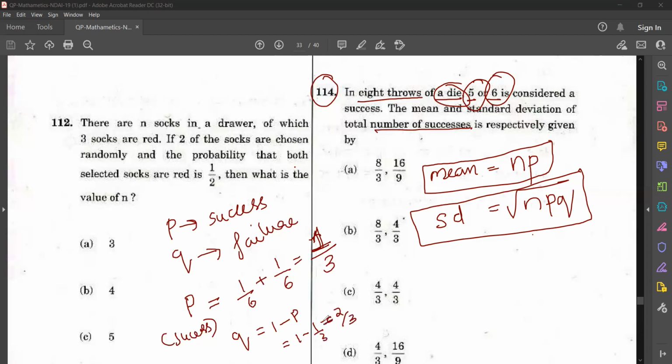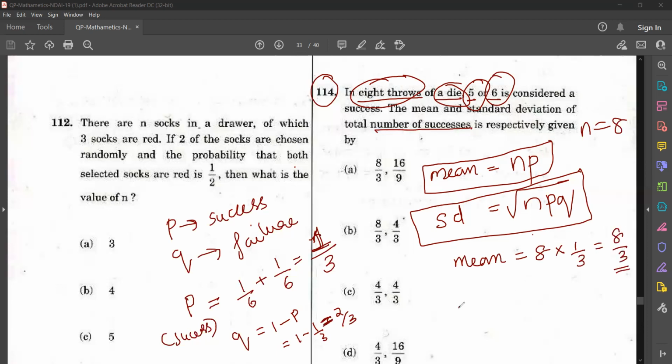Now, as we got these values, we can directly find the mean. Mean is equal to NP. N is how many times we are doing this trial. We are doing this 8 times, isn't it? So N is 8. So mean is 8 into P. P is 1 by 3. That is 8 by 3.